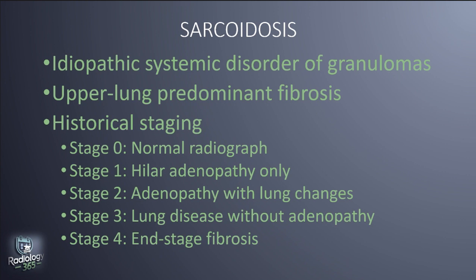But just for historical purposes, let's just know that stage 0 is someone who has sarcoidosis, but on radiograph you don't see any pulmonary evidence. Stage 1, there is hilar lymphadenopathy only. Stage 2, you have hilar lymphadenopathy now with some lung changes. Stage 3, the adenopathy goes away, but the lung changes remain. And in stage 4, end-stage fibrosis.